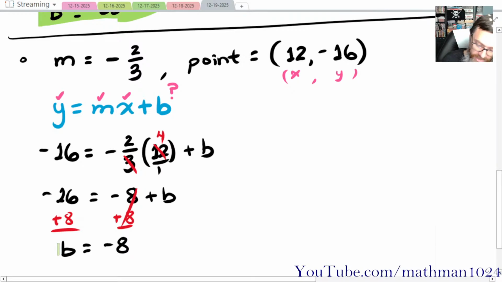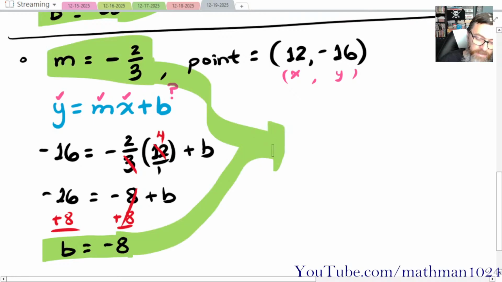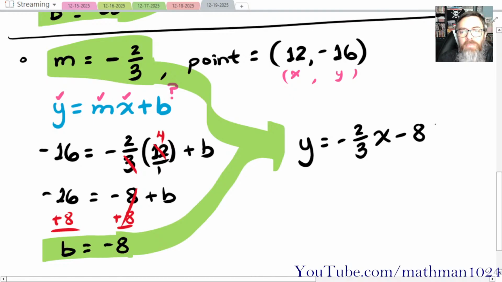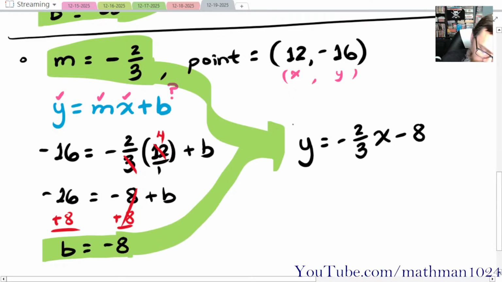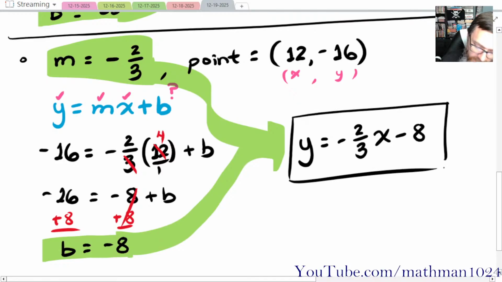And just like we had previously, we're going to take my b value and my slope, and we're going to combine these guys. So y equals my slope, negative 2/3 x, minus 8. This is my slope-intercept form. Now, suppose we want to put this in standard form. So go ahead and box this so this guy is okay. But now I want to try to go into my standard form.